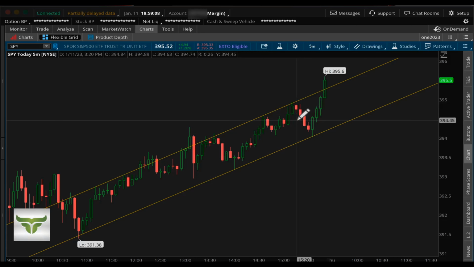I don't know what Powell's going to say. I don't know what the CPI numbers are going to be later on. Nobody knows. What's going to happen tomorrow is anybody's guess, right?